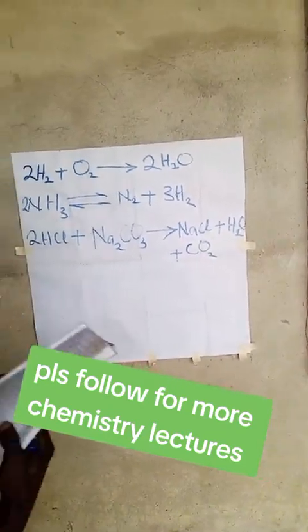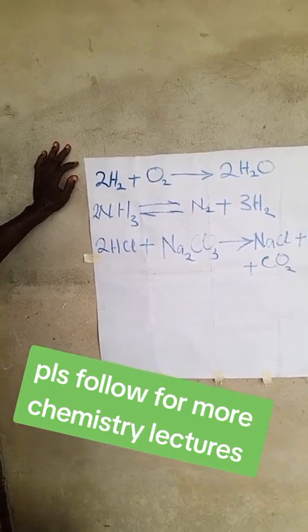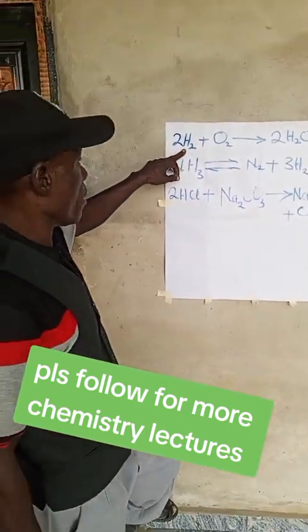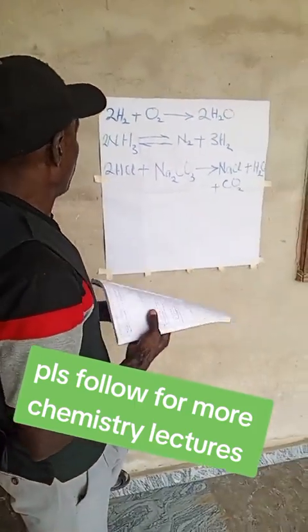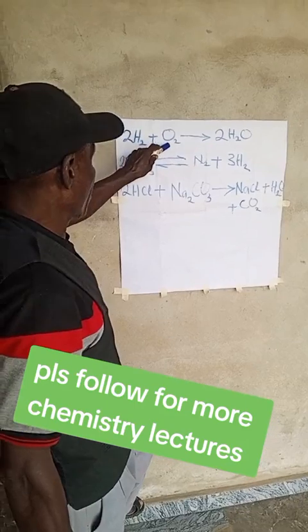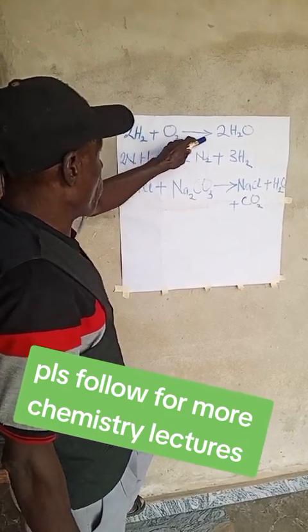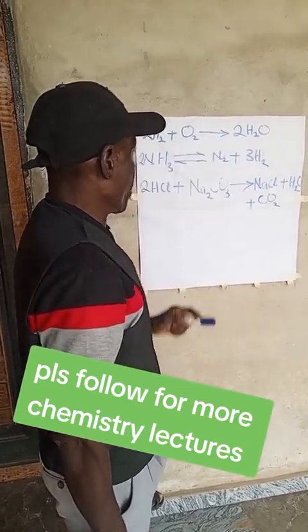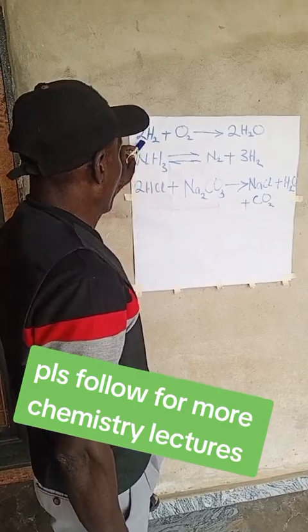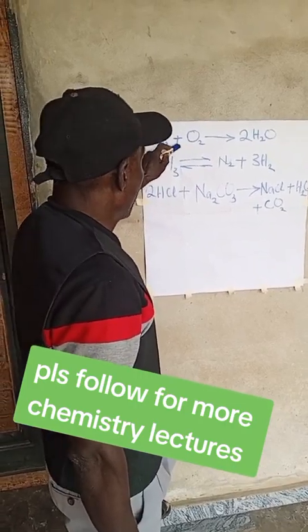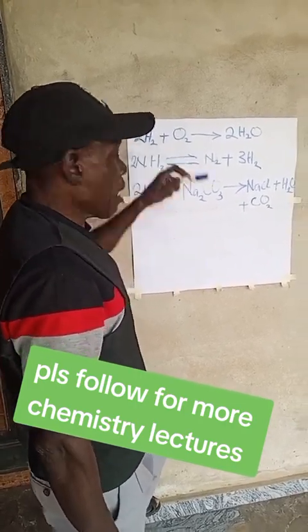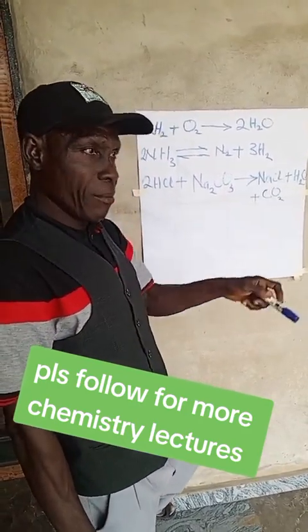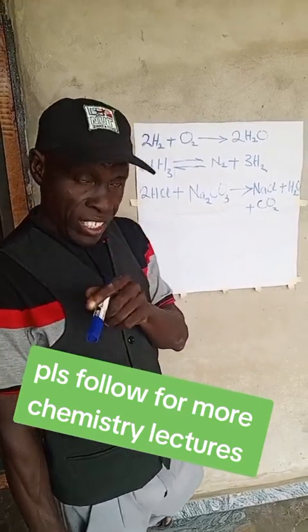Now look at these three types of equations. Look at the first one. We have hydrogen reacting with oxygen to produce water. This is already a balanced chemical equation. And you cannot know the volumes of the elements reacting without first of all knowing how they were balanced. You can get it from the coefficient.